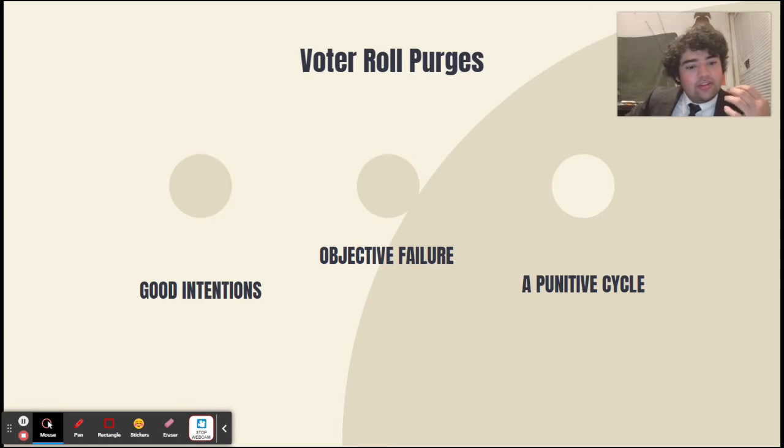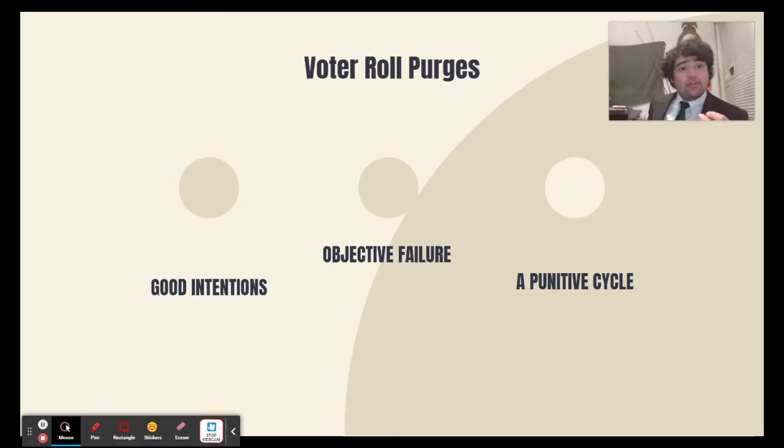Now, this started back in the Reconstruction era, and it's continued as a regular practice to today's political society. What it is, at its simplest, is the removal of voters from a registration roll, be it for a death or inactivity or any other reason one might be removed from a voter registration roll. The reason it is an objective failure is because in practice they are executed almost exclusively, very, very poorly. Voter roll purges have been proven to both disproportionately target minority communities as well as routinely remove valid, bona fide voters from their voter rolls.